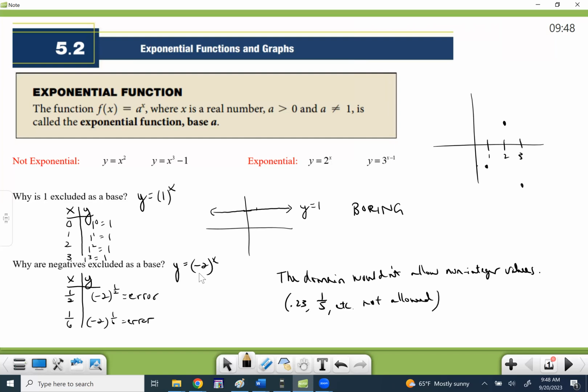Okay, so let's just recap. It's called exponential because x is in the exponent. That's the biggest piece of it. So we have to make sure that the x is in the exponent. And we have to exclude bases like 1 and bases that are negative, because 1 is boring and negatives are highly problematic because we do not get values out when we plug in a lot of numbers. Okay, all right, moving along.